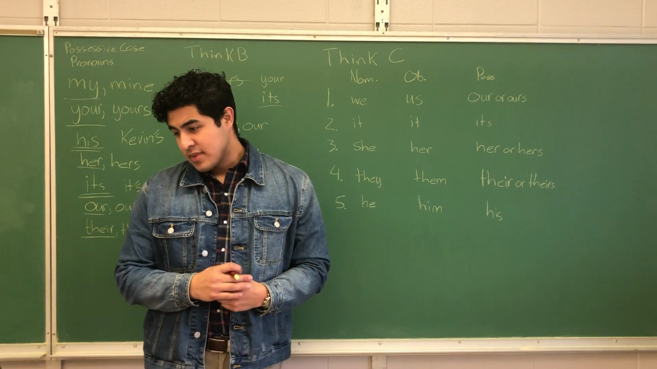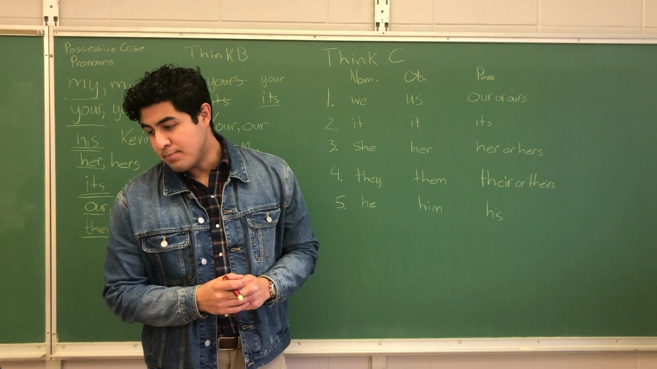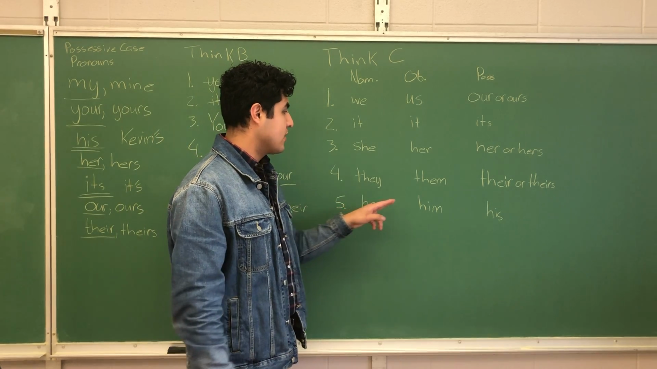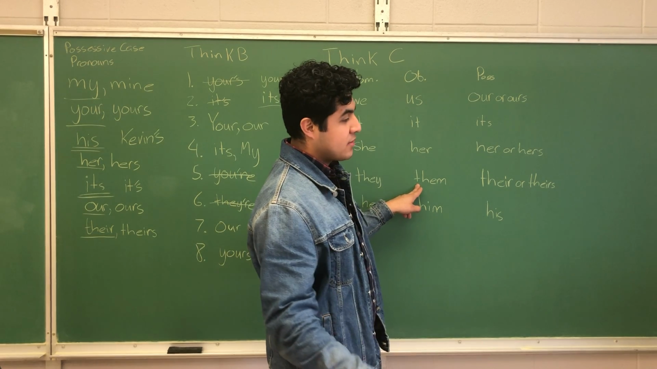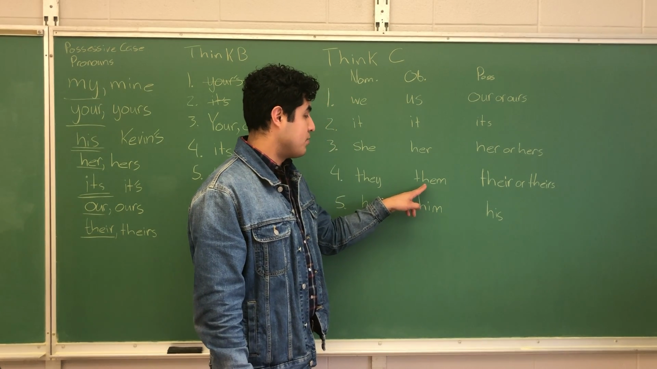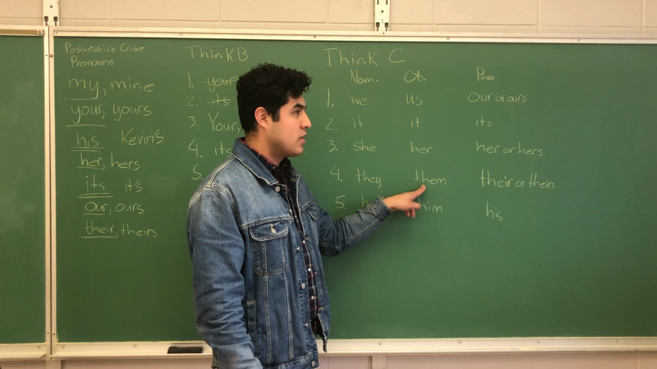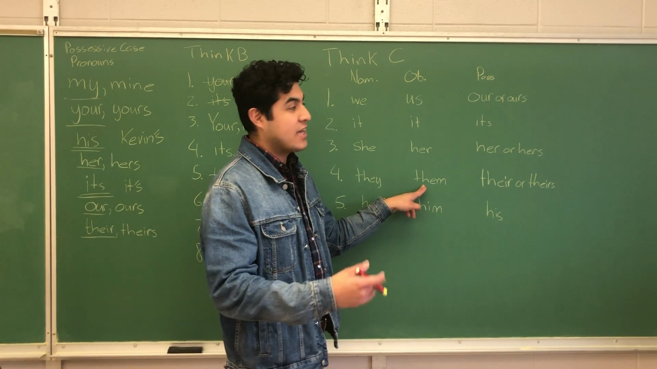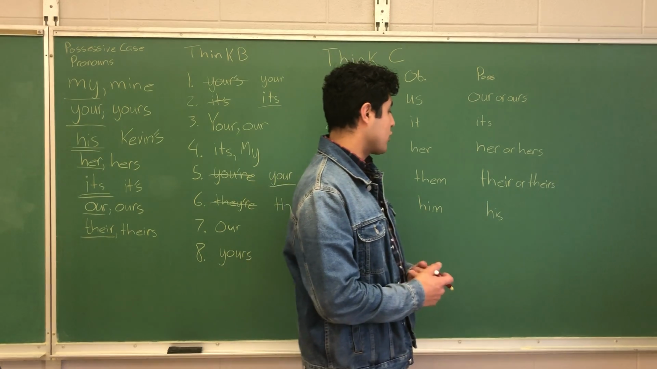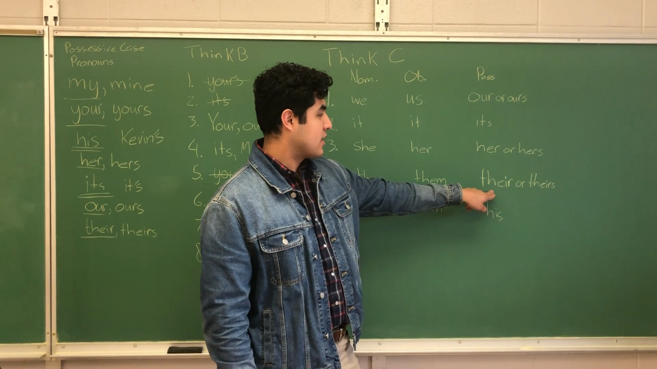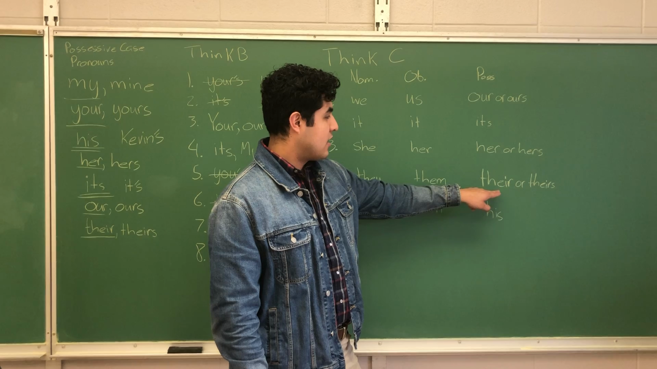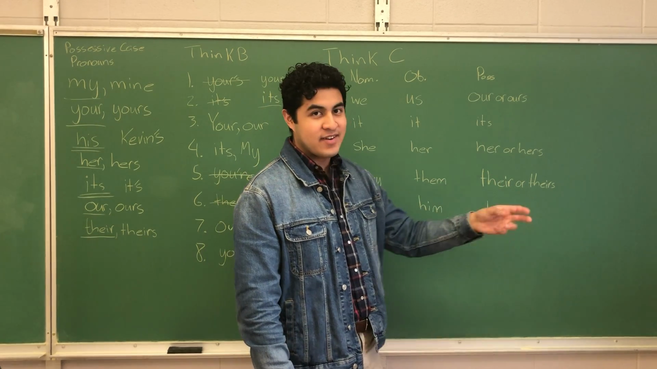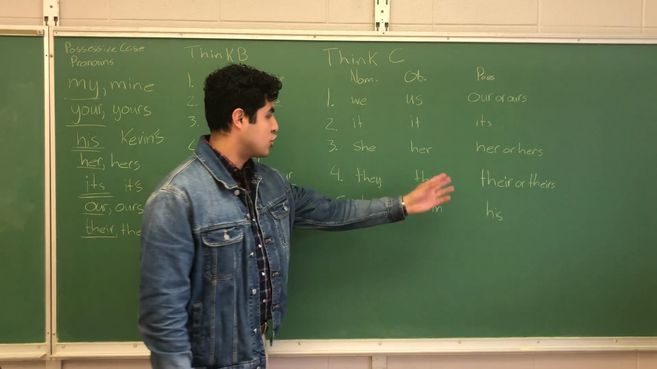Next, number 4, David and Pete. Okay? So as a subject, we have they. So they went to the store. As a direct object, indirect object, or object of preposition, it would be them. So I told Pete and Dave not to go to the store, or I could say I told them not to go to the store. Pete and Dave's car got stolen, or you could say their car got stolen, okay, to show possession.